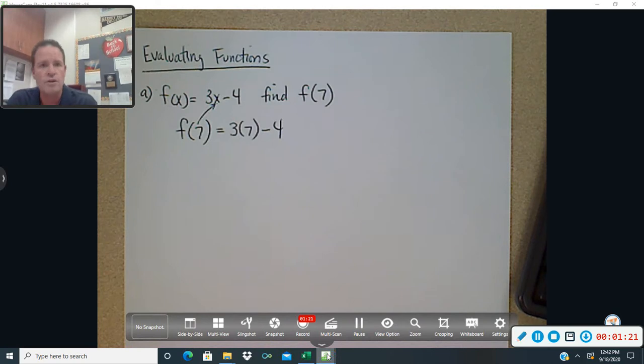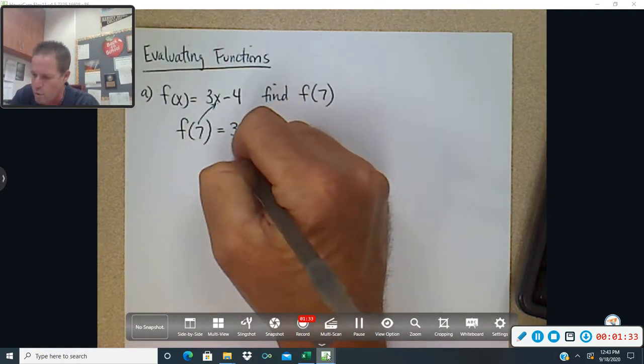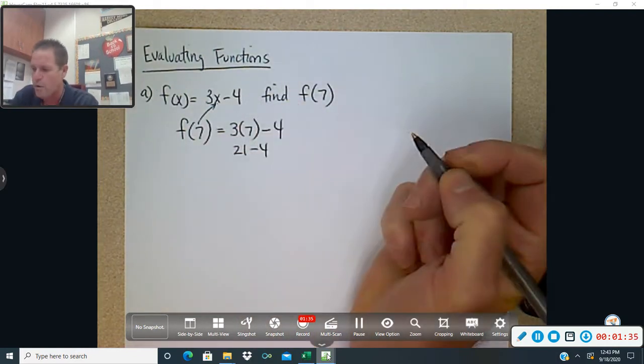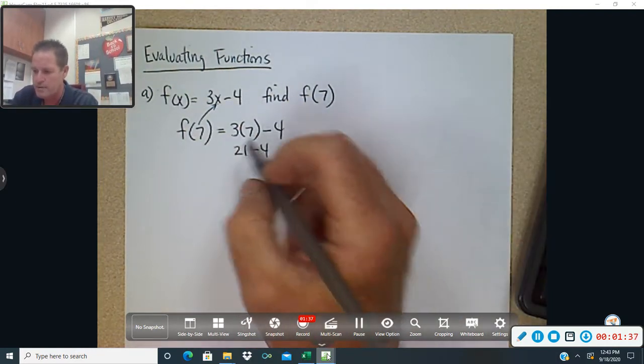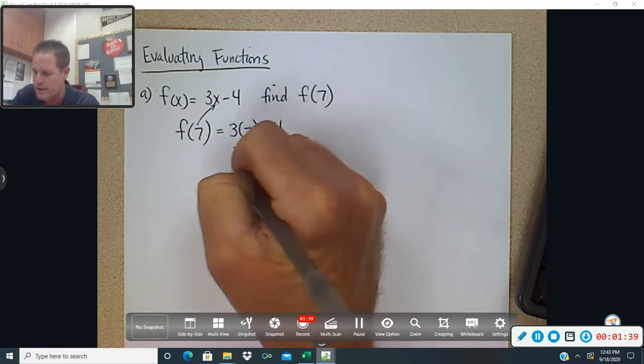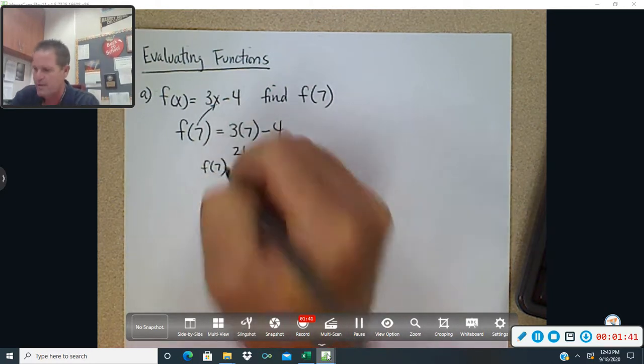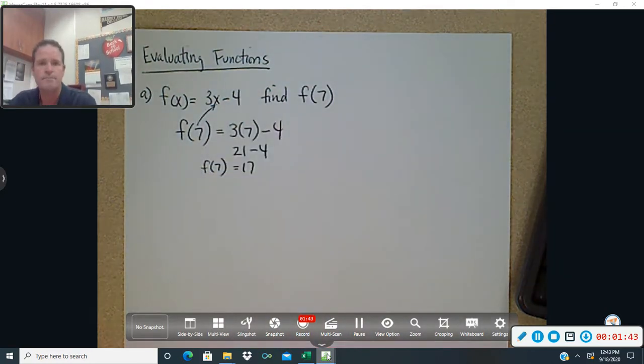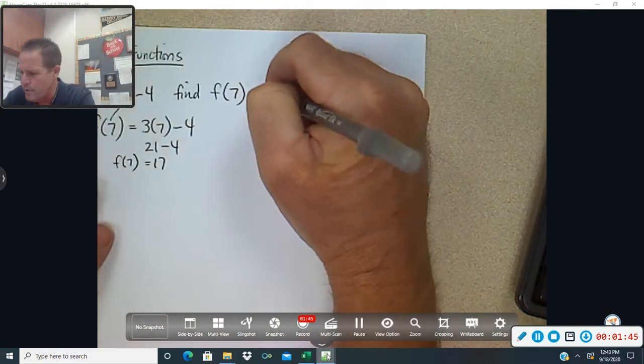Now, you're still going to have to do your whole order of operations thing. Please excuse my dear Aunt Sally when you do this. So be really careful, and there's a lot of potential for mistake on this. But really pretty simple. 3 times 7 is 21. Subtract 4. I'm just multiplying there. Now subtract 4 to get 17. So f of 7 is 17. Let's do another one of those.